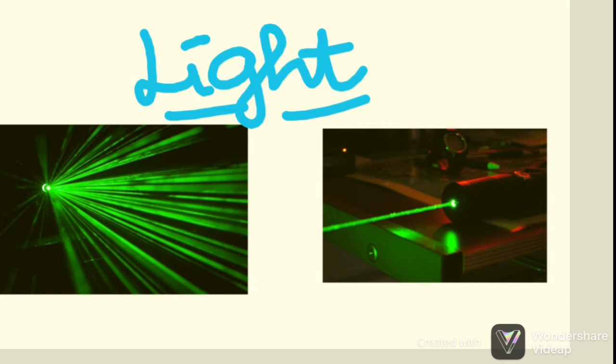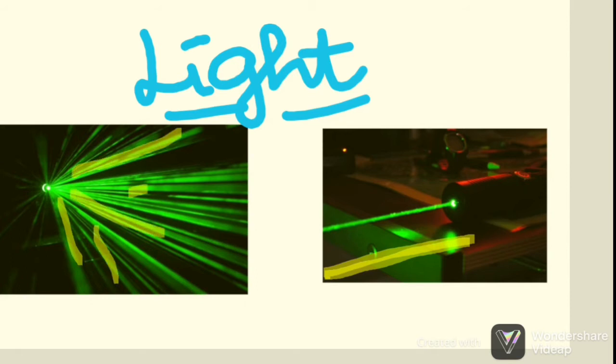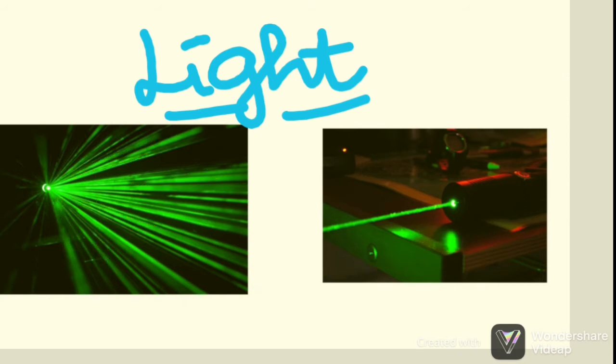Let's learn about light. I hope you could observe two light emitting laser devices over here. These devices emit laser lights, and I hope you could observe the difference between them. You could see a single laser light emitted from this device, and you could see a number of laser lights emitted from this device. Is it not? So let me start naming this.